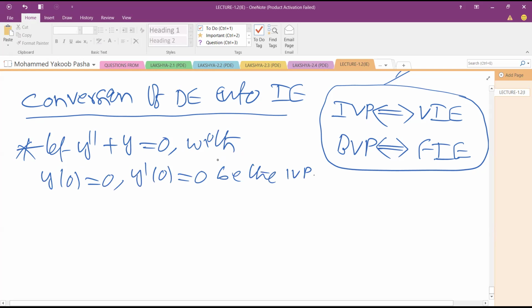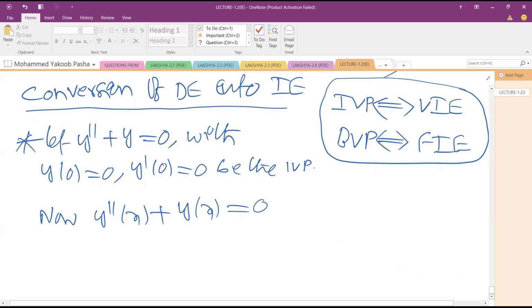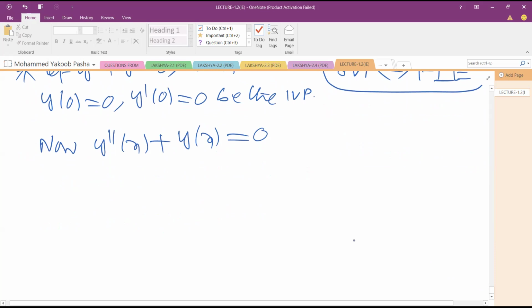Now we need to convert this initial value problem to integral equation. For this I am taking y double dash as y double dash of x. That means independent variable is x, and y is y of x. Okay. So we can write it as y double dash of x is equal to minus y of x. By integration we get y dash of x is equal to integral.